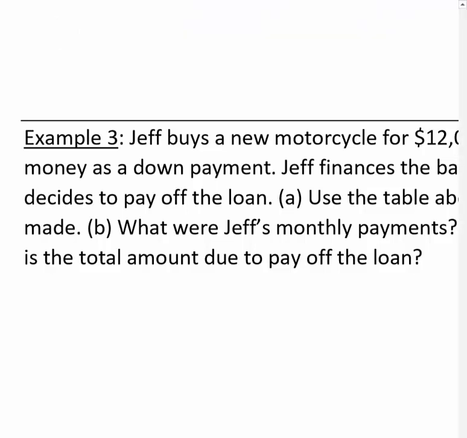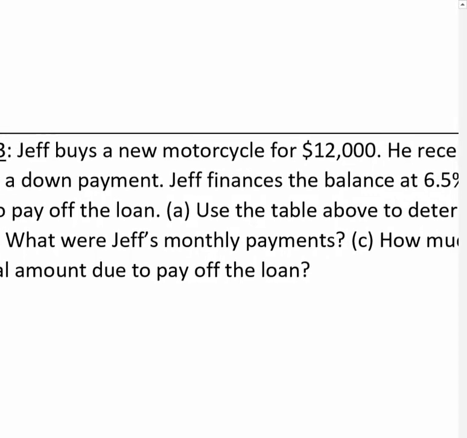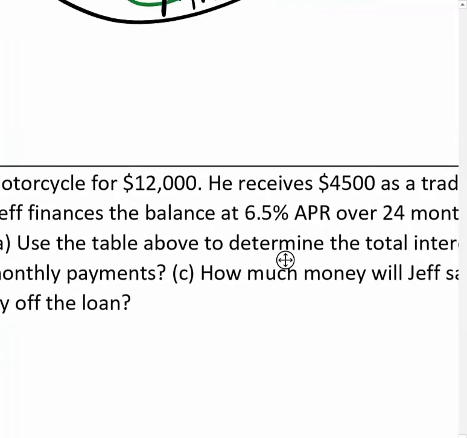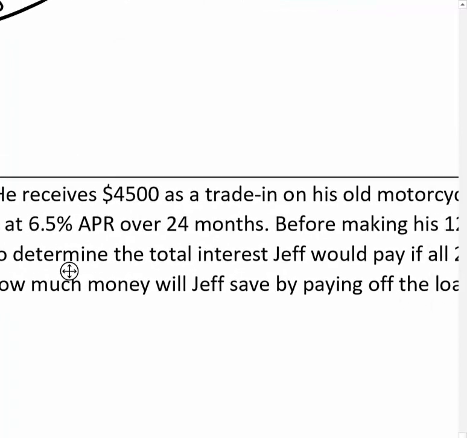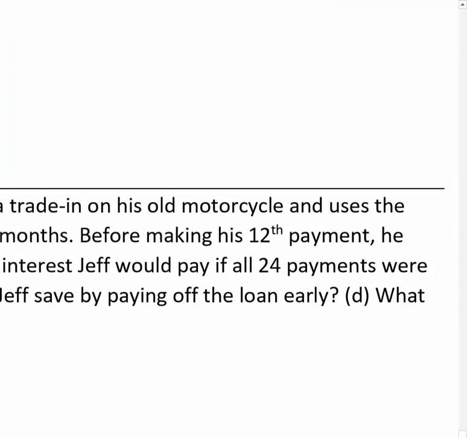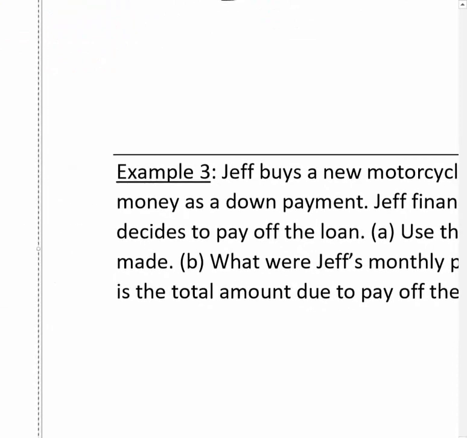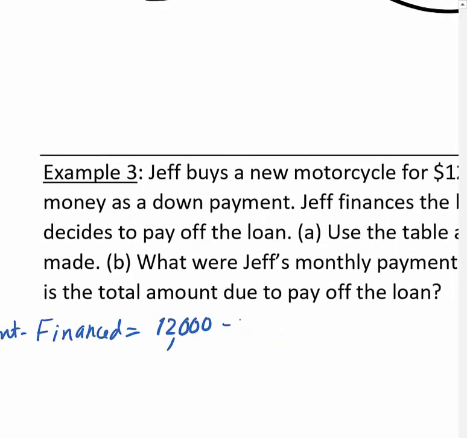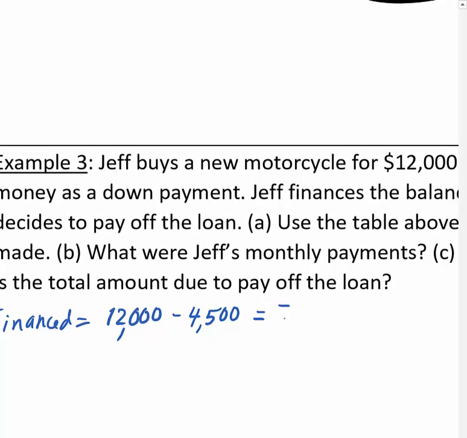Yeah, let's see. So example 3, Jeff buys a new motorcycle for $12,000. Fair enough. And what else? He receives $4,500 as a trade-in on his old motorcycle and uses the money as a down payment. Okay. So if you think about it, how much does he have to finance? Amount financed. Well, his motorcycle cost $12,000, but he already put $4,500 down, right? So the difference would be how much he financed, which would be $7,500.